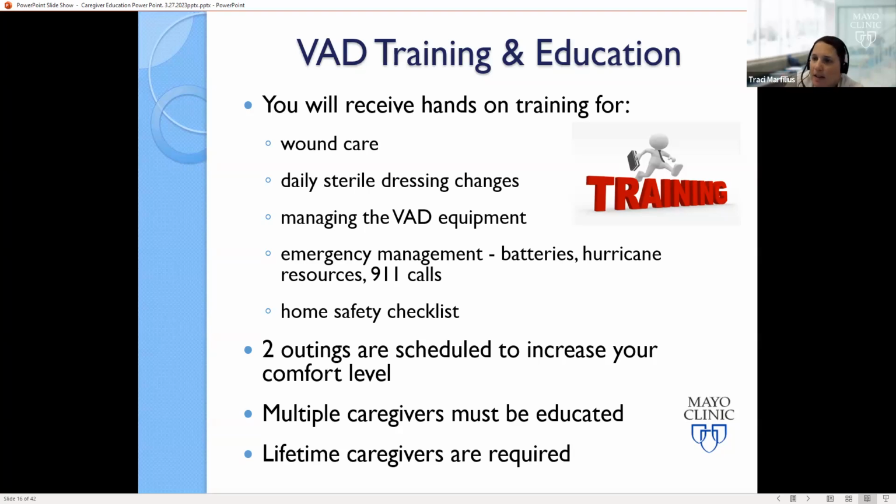There are 2 outings that are scheduled to increase your comfort level during this time. One is usually with a nurse and one is without. Multiple caregivers must be educated during this time because this is a lifetime commitment by people.